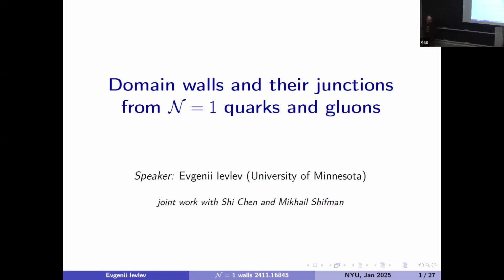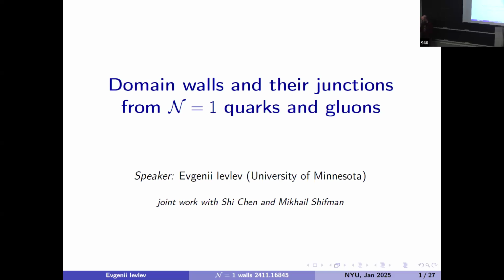Hey, we're delighted to have Evgenii Levlev from the University of Minnesota tell us about domain walls and their junctions from N+1 quarks and gluons. Yeah, so today I will be telling you about some work that we did with Mikhail Shifman and also Shipchenko, who is also a postdoc, and it's the paper that we did last year.